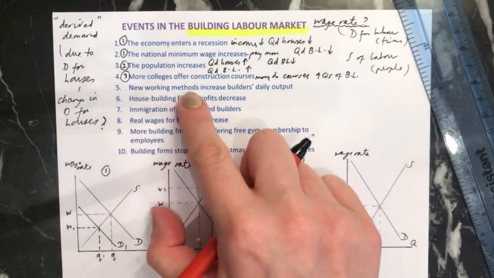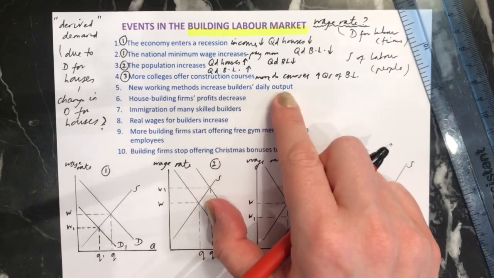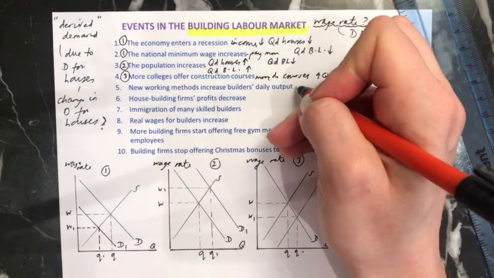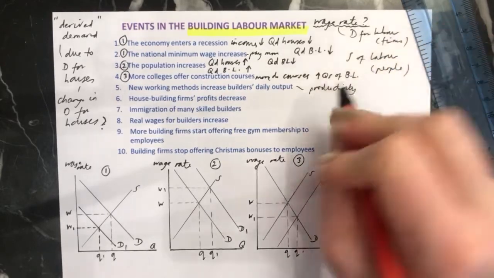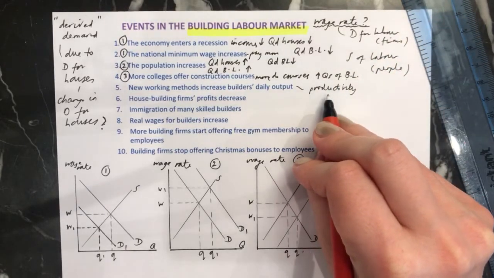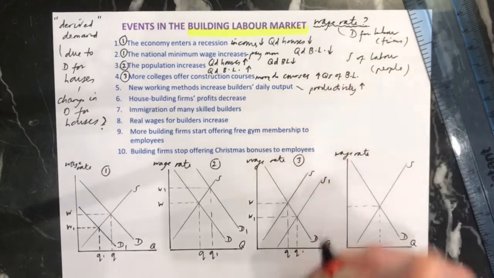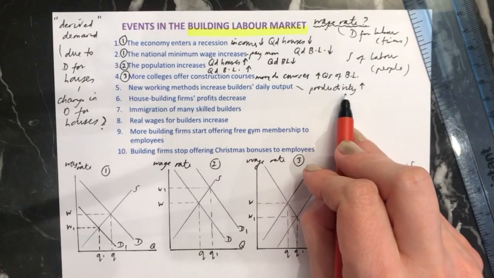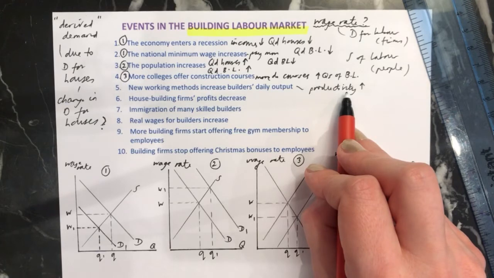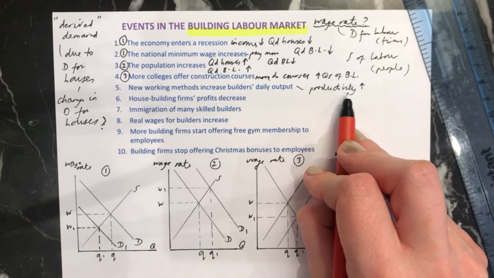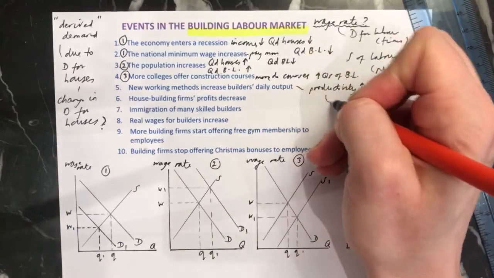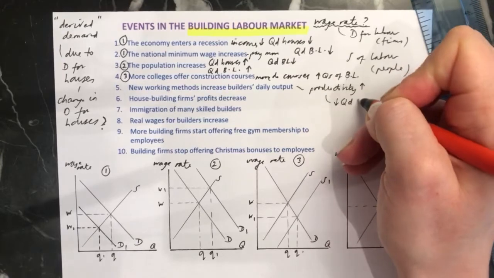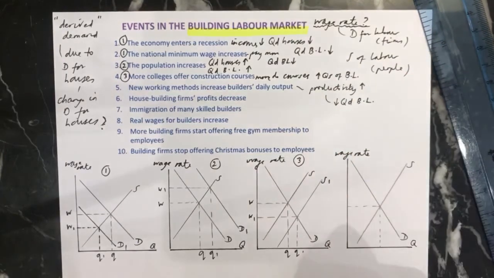Next one, new working methods increase builders' daily output. This means essentially that their productivity, the output per worker per time period, labour productivity, is going to go up. If builders can produce more, then you could argue that the building companies don't need as many workers to do the same amount of work. So you could say that this might lead to a decrease in the quantity demanded of building labour.